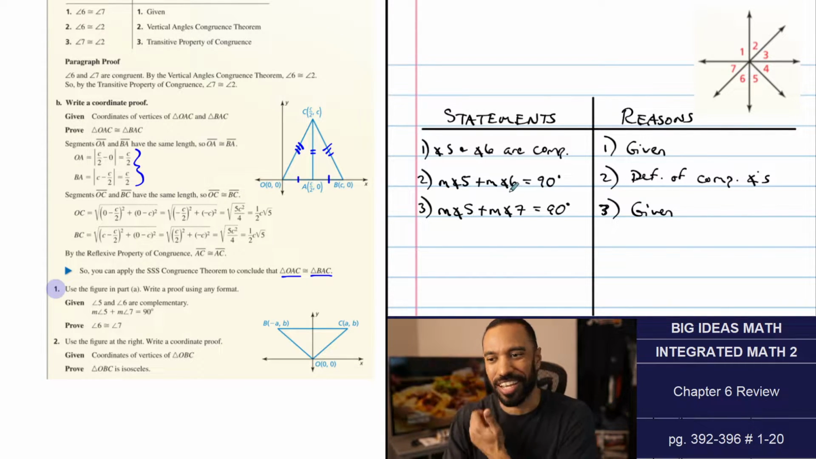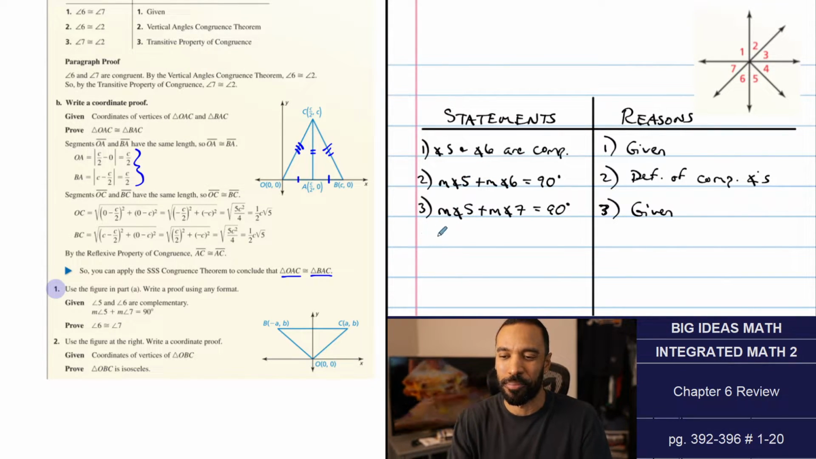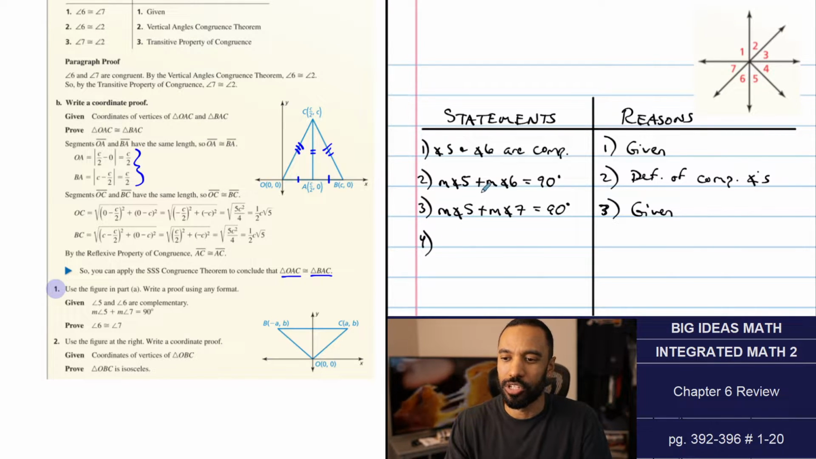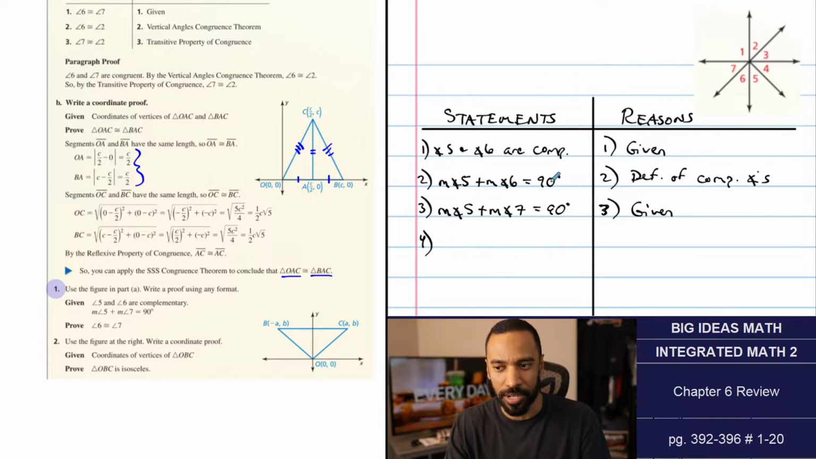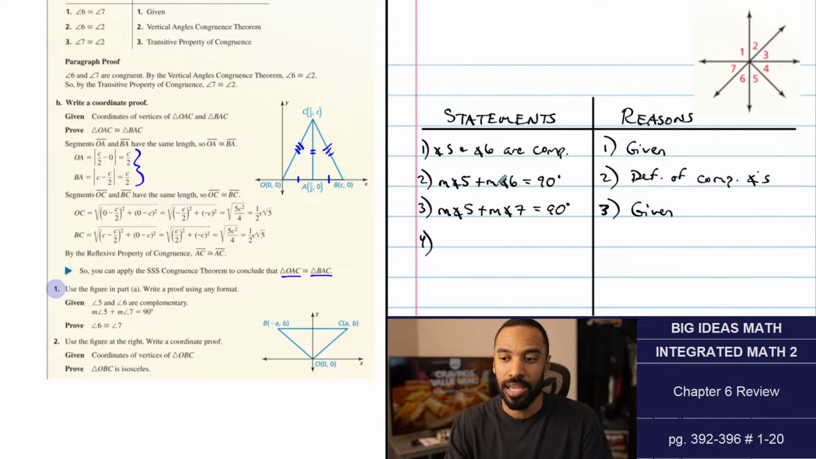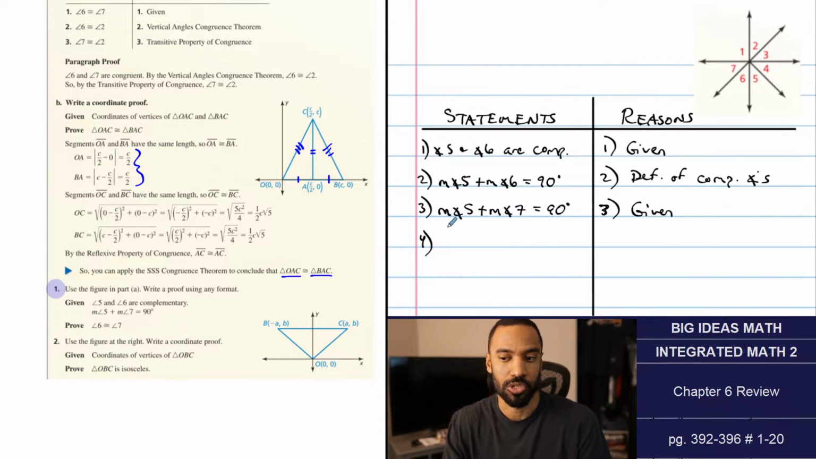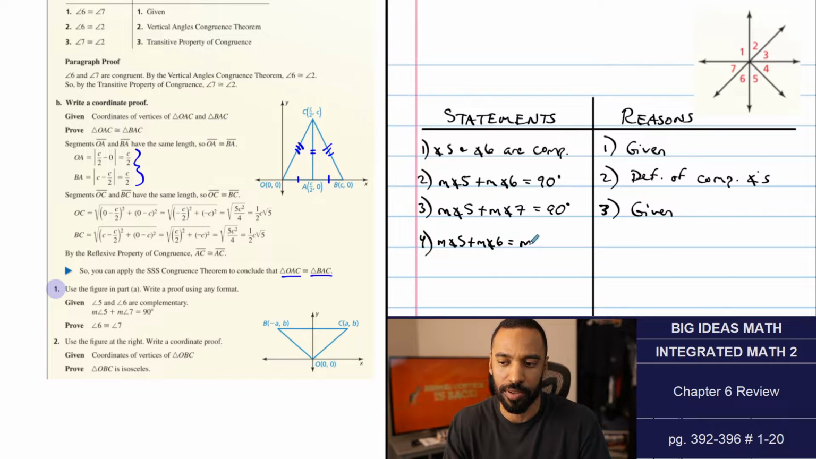I didn't check. 6 is congruent to 7. Okay, we're almost home. So right here, notice how both of these add up to 90, or they equal 90. Two things that equal 90 must also equal each other. So that must mean the measure of angle 5 plus the measure of angle 6 is the same thing as the measure of angle 5 plus the measure of angle 7.